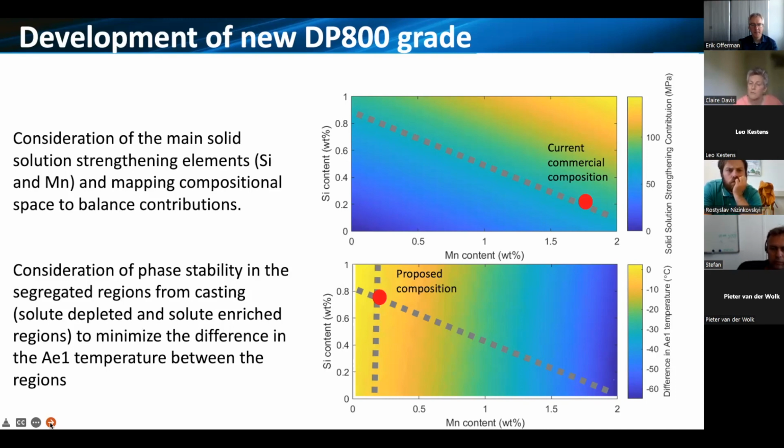But if we want to minimize it, then where do we need to go? So we want to get this down to around 10 or less than 10 degrees, because then we shouldn't get that strong preferential carbon diffusion into manganese-rich areas. But we also link that back to our need for solid solution strengthening. So I've mapped the two things together. We can come up with a proposed composition. So that's our design principle for the two particular elements that we were looking at.